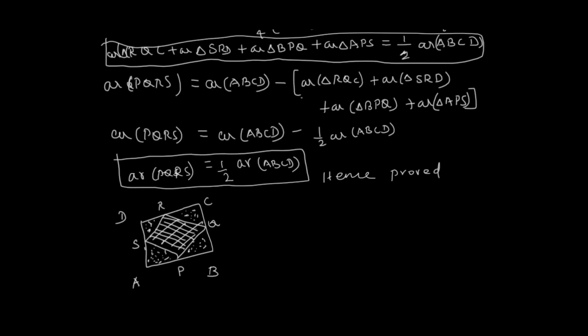So for finding the small triangles' area, we are joining the diagonals of the quadrilateral ABCD. AC is one diagonal and BD is another diagonal. When we are joining the diagonals, we will be having parallel lines and base length. Using that, we are finding.